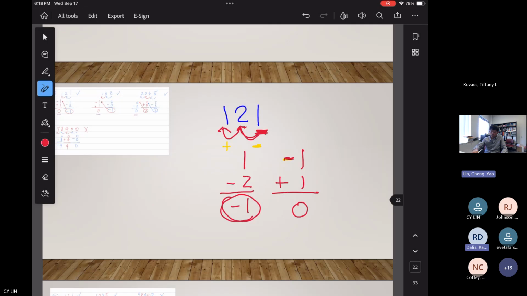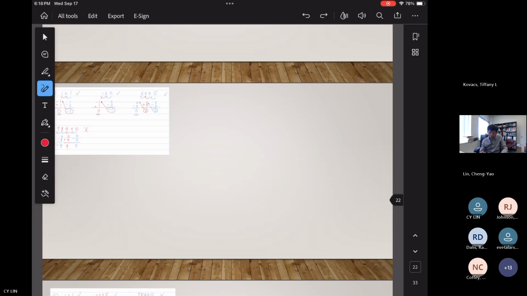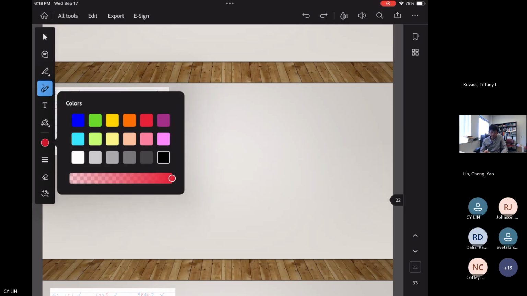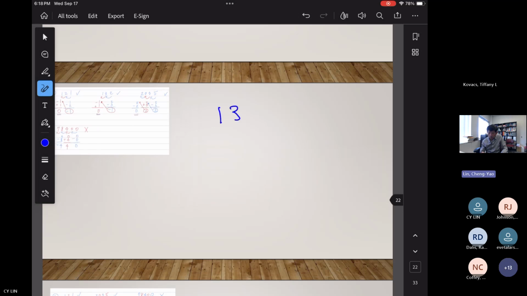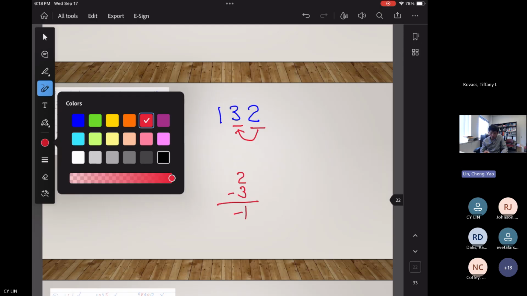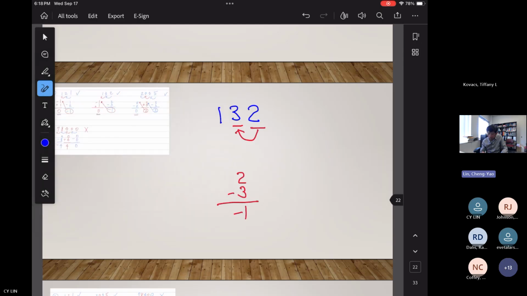Yes. Let's try another problem. More problems, so you get familiar with this. 132. So first of all, I take a 2, subtract 3. 2 subtract 3, and I still get negative 1 for this one, right? So I will do subtract for this. This is a subtract.